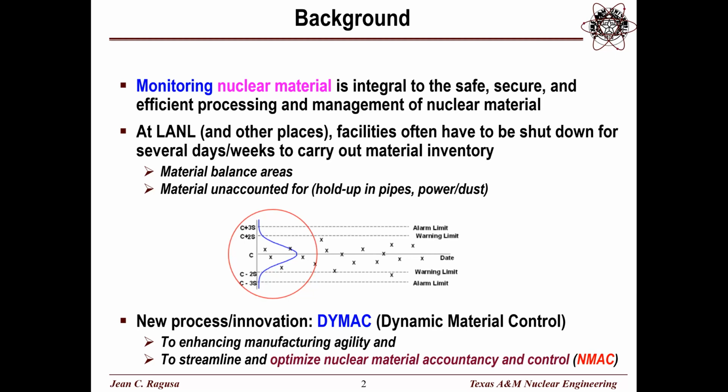The fact that you have to slow down or shut the facility for several days is actually quite costly. It would be nice if we could do this in a dynamic manner. And hence the idea of monitoring, basically live, where the material is constantly through a digital twin. So they have a project called the DIMAC project, Dynamic Material Control, where they want to enhance the manufacturing agility of their production place and to optimize nuclear material accountancy and control. That's NMAC. I may use NMAC a couple of times here.